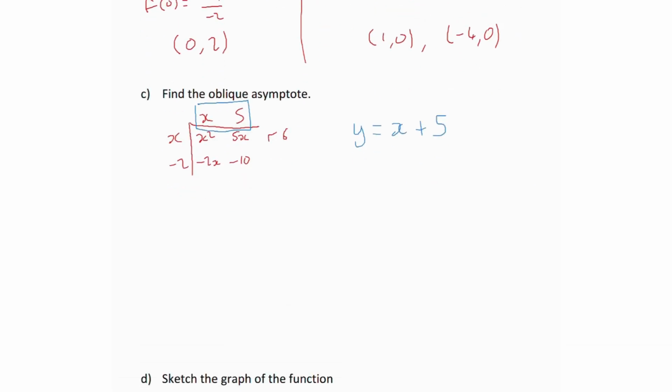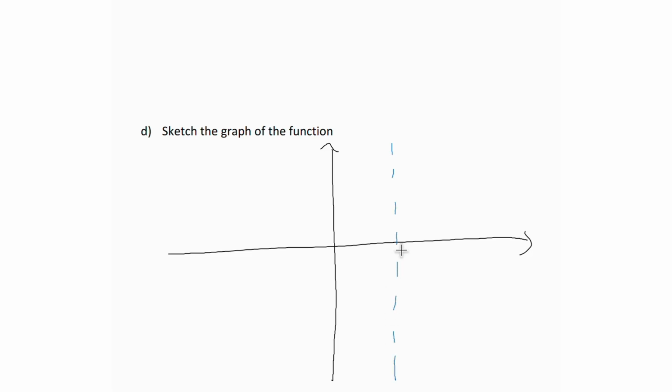Putting that all together, we can try and sketch the graph for a big set of axes and put in our asymptotes. We said the vertical asymptote was at x equals 2. The oblique asymptote is y equals x plus 5. It's going to come down somewhere through here, going through 5 and minus 5.